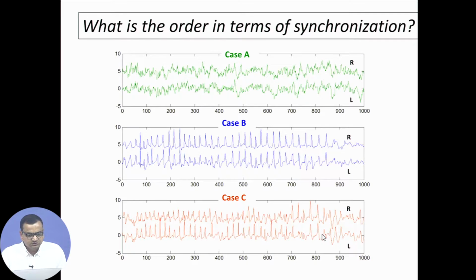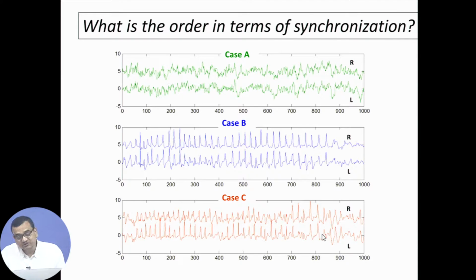So just to give a simple example here, these are 3 pairs of signal, 3 different cases, coming from 2 different hemispheres. Now you have case A, case B, and case C. Which case, or which pair, do you think has the strongest synchrony, or what is the order? I mean, within each pair, which one do you think has the strongest relationship between the two?